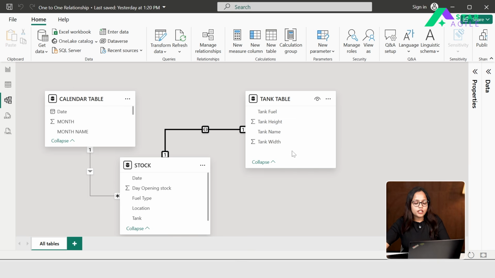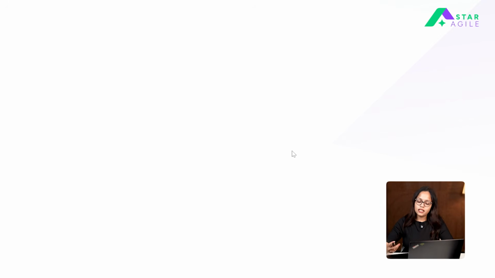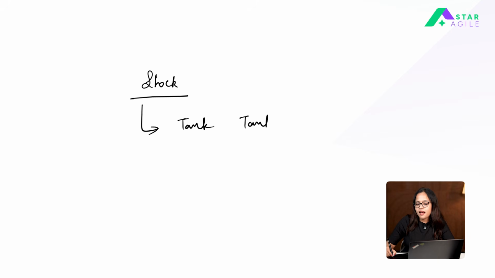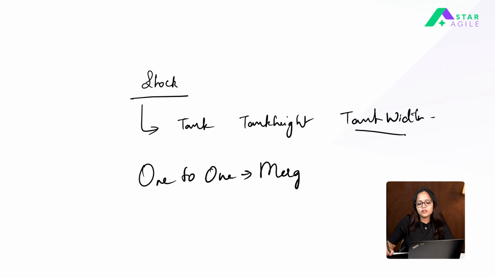So in industry, what they do is when there are too many one-to-one relationships, we go ahead and simply try to merge those tables. So now you'll basically have all the information in your stock table, which also pertains to your tank. You'll have the tank height, the tank width, and also the name. So remember guys, for your one-to-one relationship, it is better that the columns are merged, so that your performance will also be good. So that's about it.